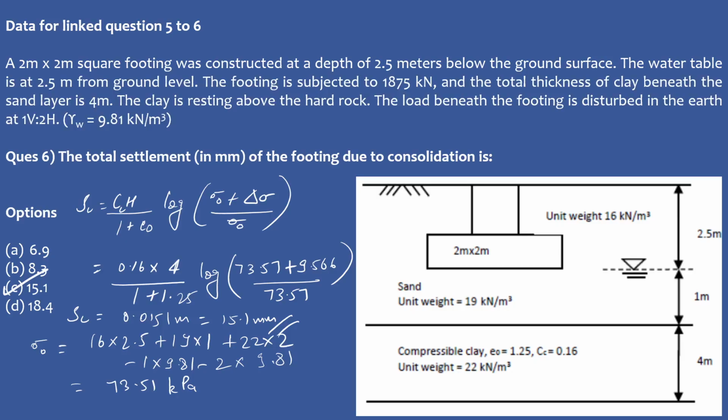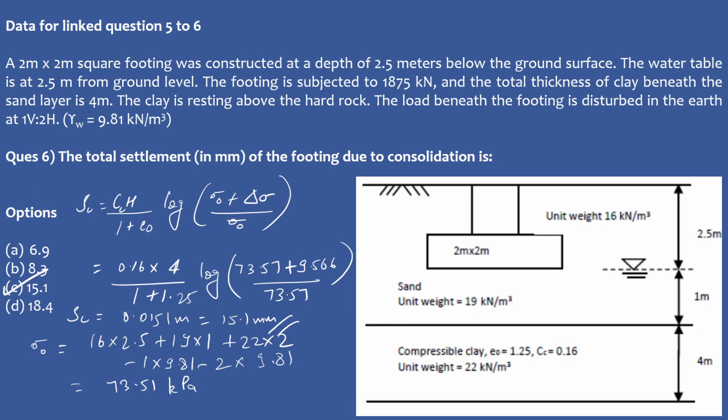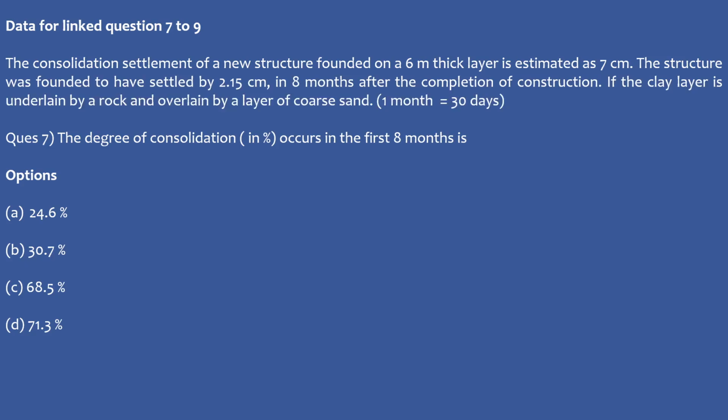So yeah, you just need to use the formula for the settlement happening due to consolidation, and you can directly get the answer. Moving to question number 7. It's a set of questions from 7 to 9.